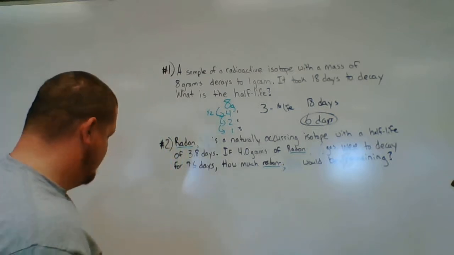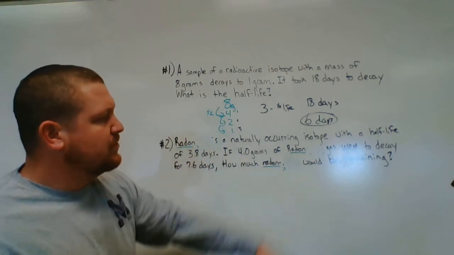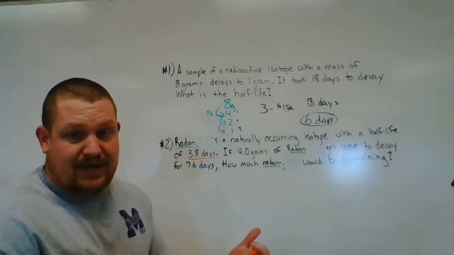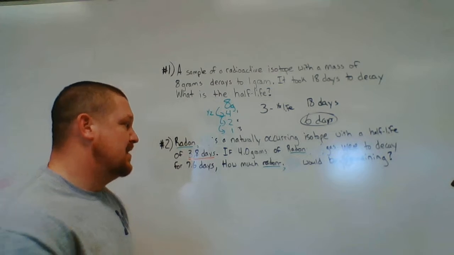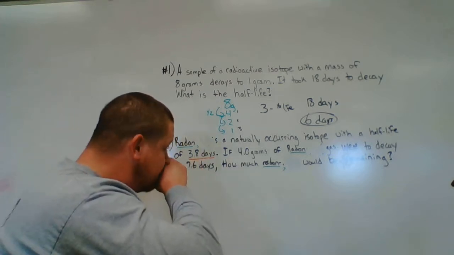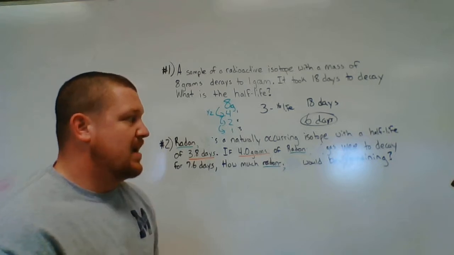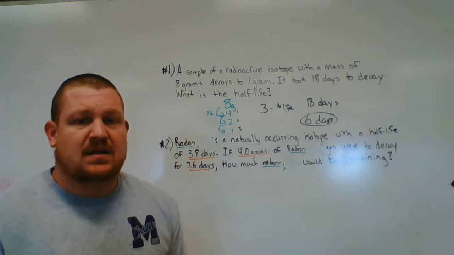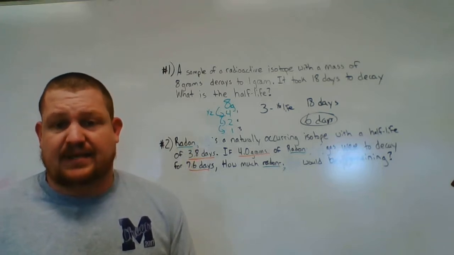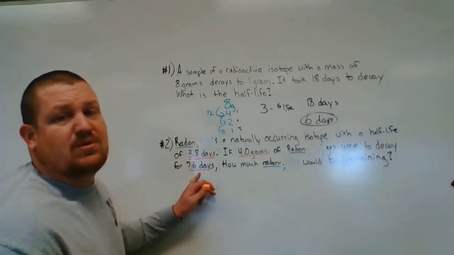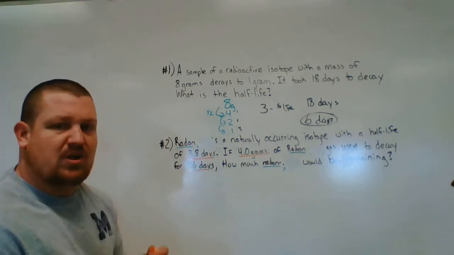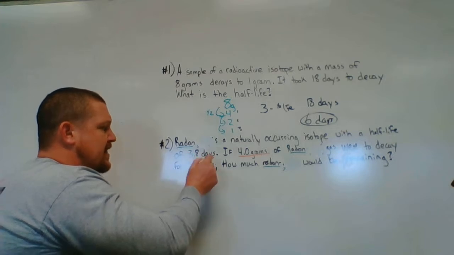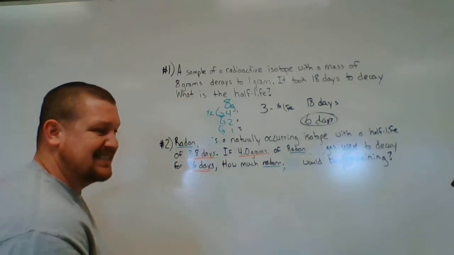So what we do need, right? Radon is a naturally occurring isotope with a half-life of 3.8 days. So every 3.8 days, half of that has decayed and is no longer there. If 4.0 grams of radon were to decay for 7.6 days, how much radon would be remaining? So it's going to go through decay for 7.6 days. It takes 3.8 days per half-life, so it's going to go through a complete half-life cycle twice. We get that from 3.8 days per half-life, 7.6 days total.